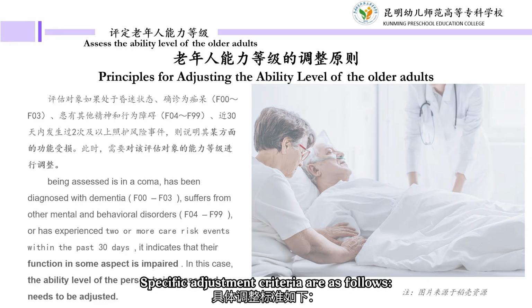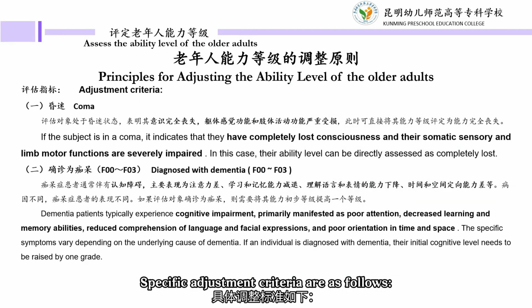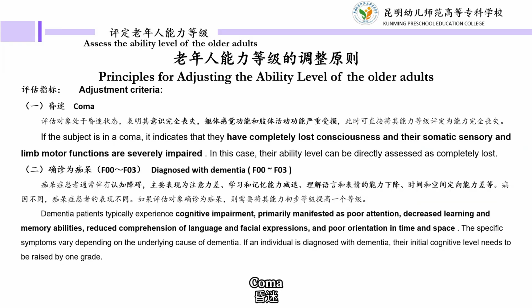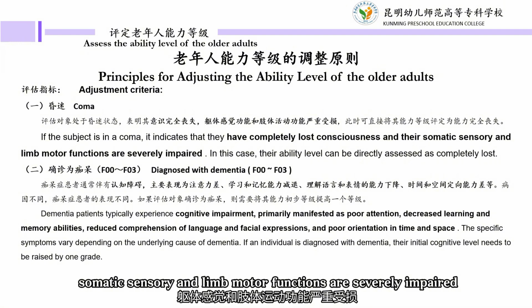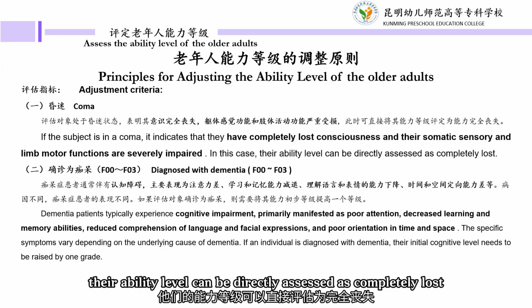Specific adjustment criteria are as follows. 1. Coma. If the subject is in a coma, it indicates that they have completely lost consciousness and their somatic, sensory, and limb motor functions are severely impaired. In this case, their ability level can be directly assessed as completely lost.